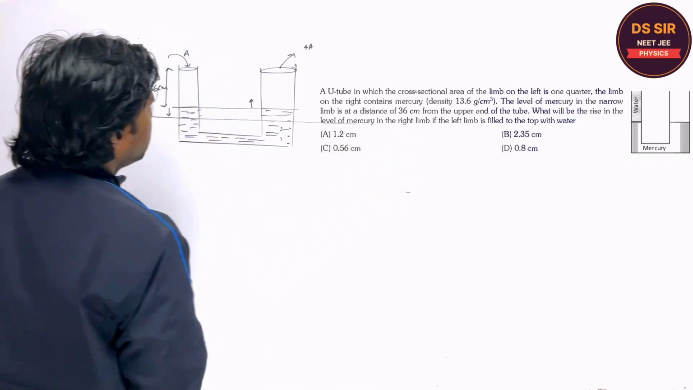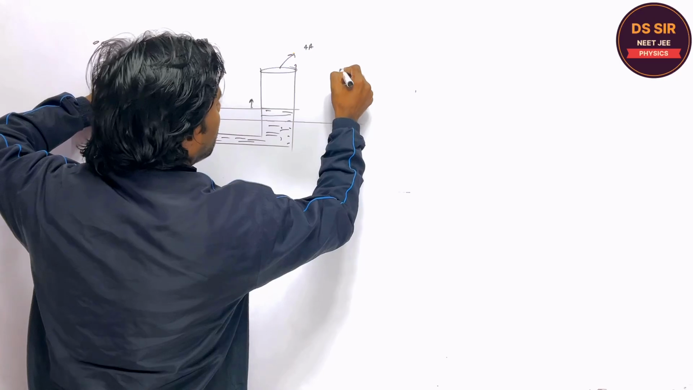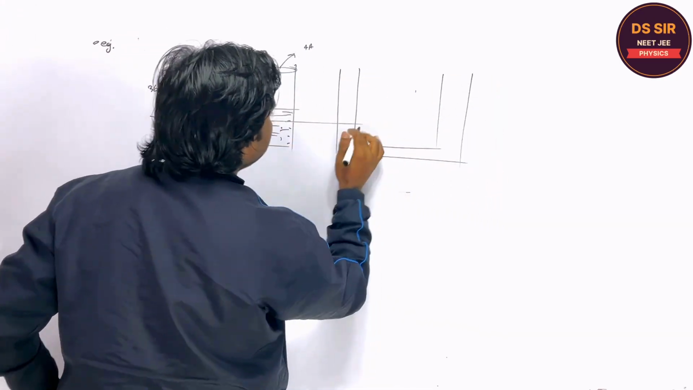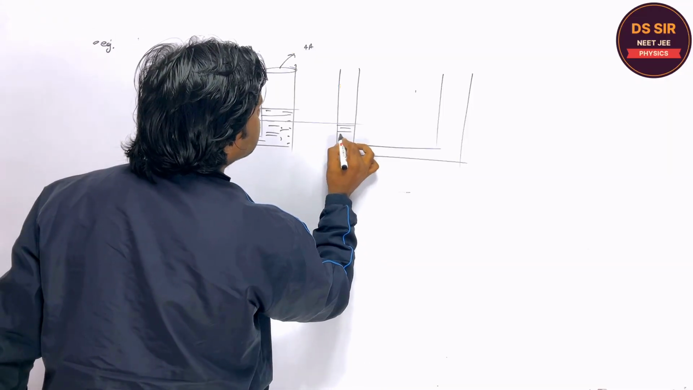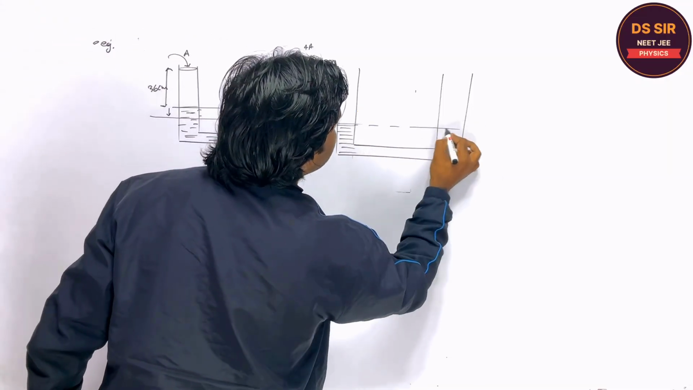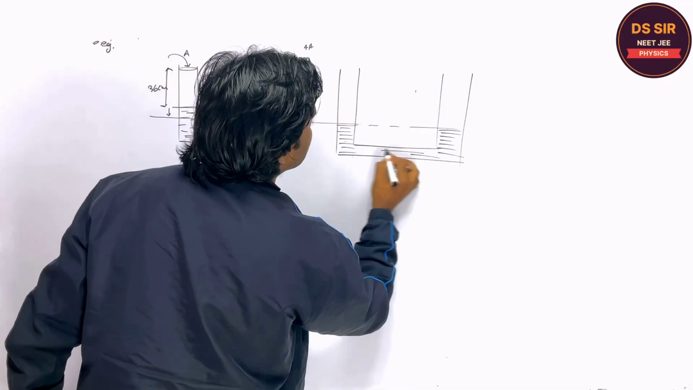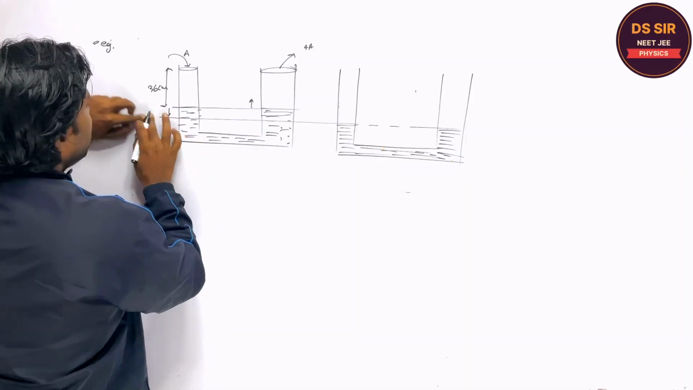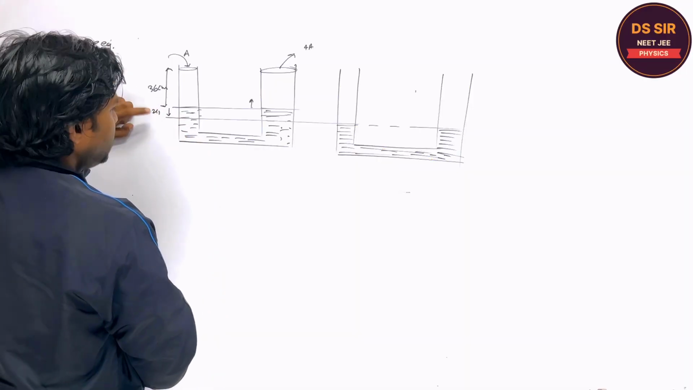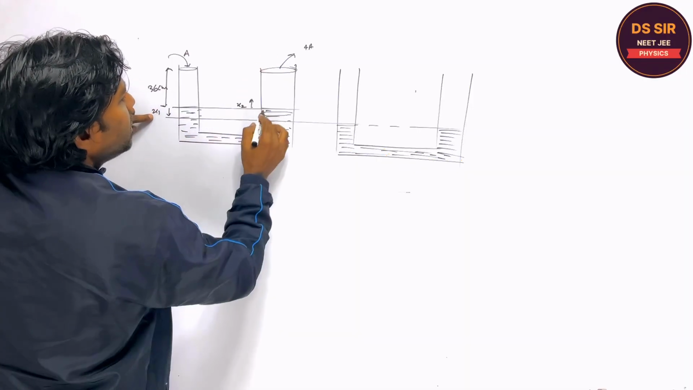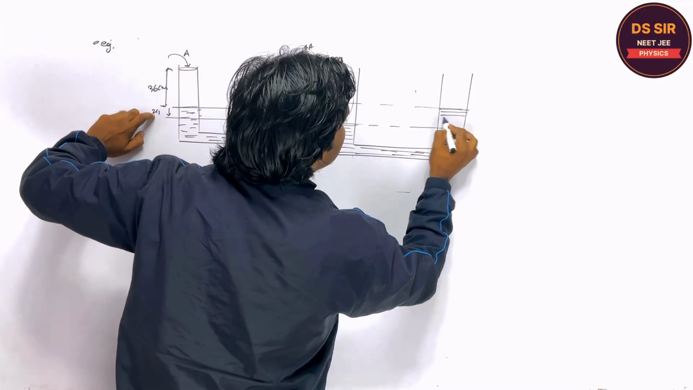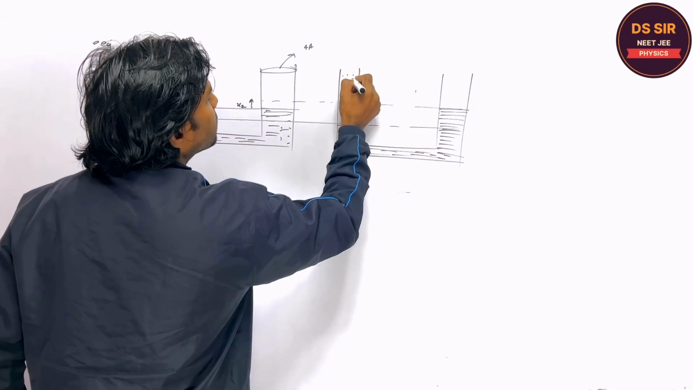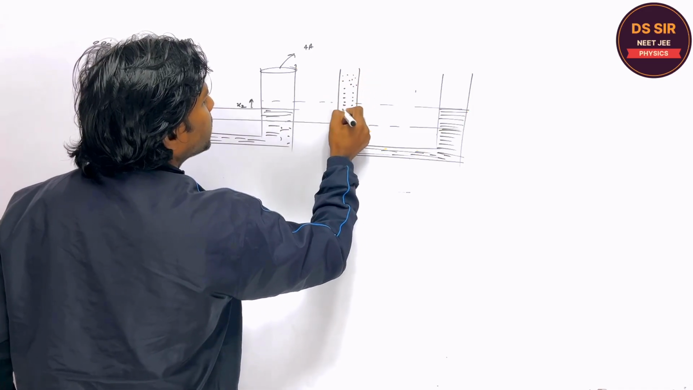Suppose, listen one thing. Suppose now this is the narrow limb and this is the big limb, right? Now the mercury comes to this level, like this. This is the mercury. The mercury is much denser, and the decrement in the level is x1, and the increment in the level is, say, x2. So the mercury comes in this way, and this is the water, suppose. Is it clear or not? You tell.